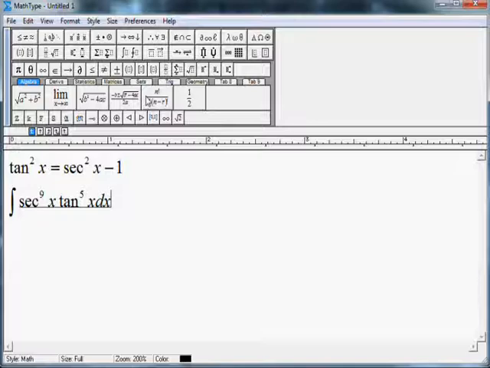Now, since our identities are dealing with squared terms, you want to get all the exponents even. So let's do that.